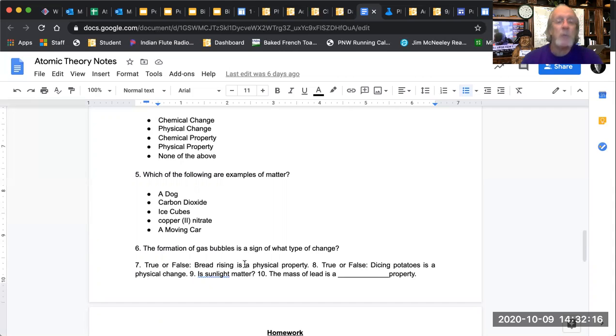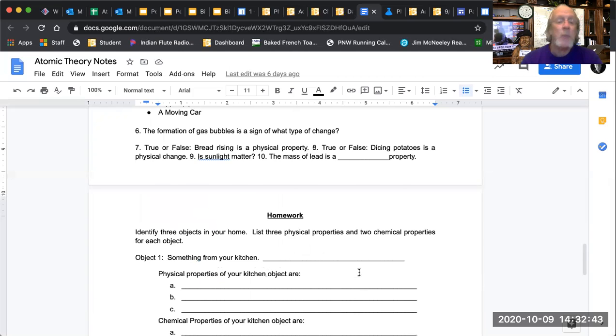These true falses, bread rising is a physical property. No, bread is rising because yeast is performing a chemical change. Dicing potatoes, yeah, if we just cut up the potato, that's a physical change. Is sunlight matter? It's both. It's matter and it's energy. So that's both true and false. The mass of lead, mass, that automatically tells us it's a physical property.